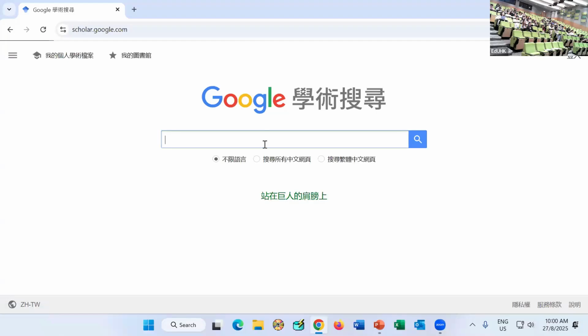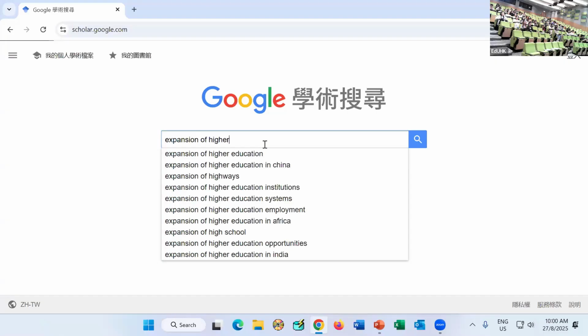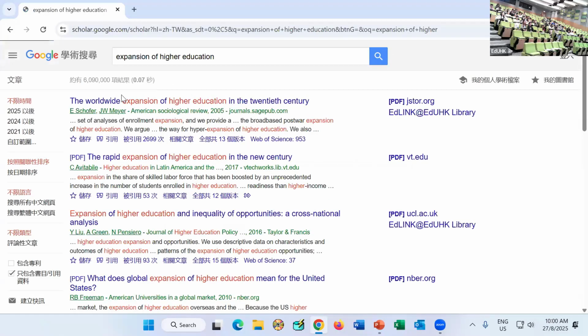So what you can do, let me just type out some topics. Say, I want to check whether higher education is being expanded. And so I'm going to write a topic on the expansion of higher education since there are more and more universities, at least in Hong Kong. And so when you type this, you will get related articles. Articles have the words like expansion, higher education, you see that.